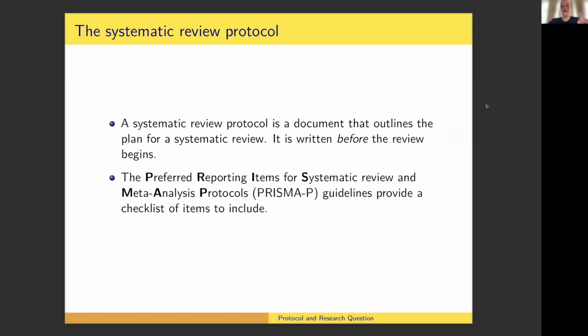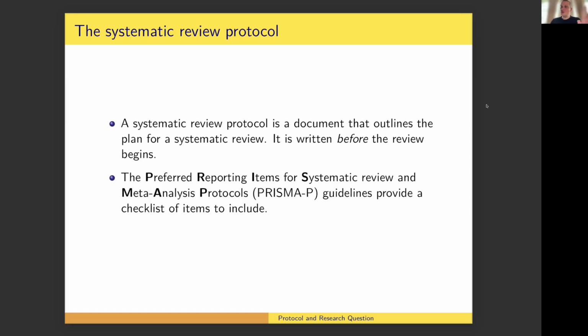A protocol is a document that outlines the plan for the systematic review, including all the steps that you are planning to do with the research question, inclusion and exclusion criteria, and all of the methods parts of your systematic review. It is written before the review begins and should be registered so that you're not tempted to alter your procedures depending on what you find.